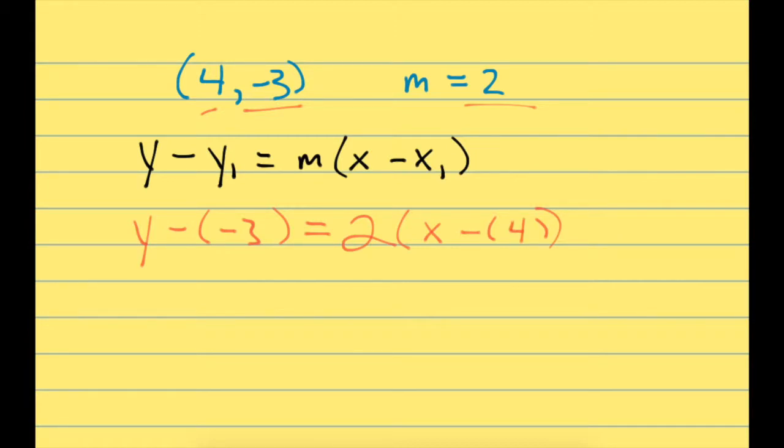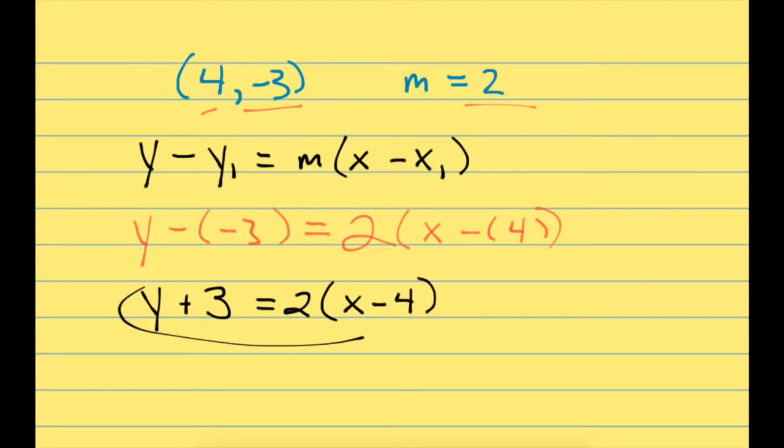So all we need to do now is simplify just a little bit. We don't want to take it too far because we want to leave it in this form. We're going to simplify that to y plus 3, because minus and negative becomes positive, equals 2 times x minus 4. That's the simplified point-slope form.